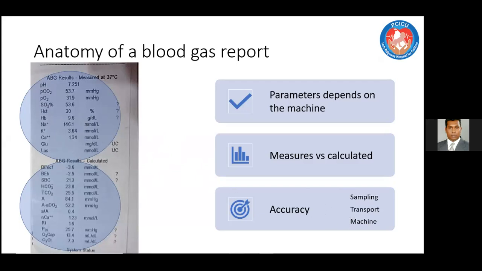And then the transport: you have to use this blood gas as soon as you sample it, or you have to store it in an appropriate way. And also it depends on the machine. Now, in this example, you can see that there are a lot of question marks, and it's a UC, which is uncalibrated. So whenever you see this, the values may not be accurate.